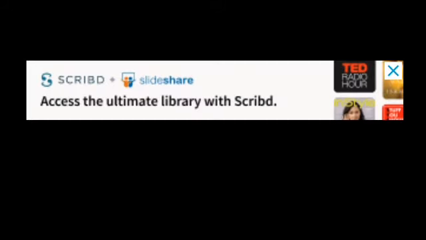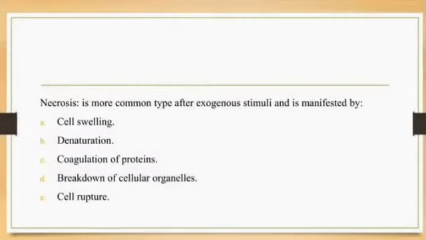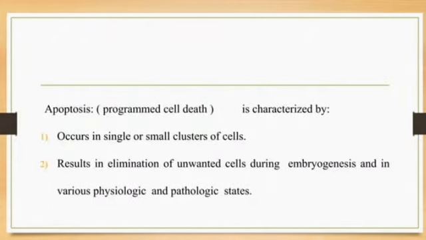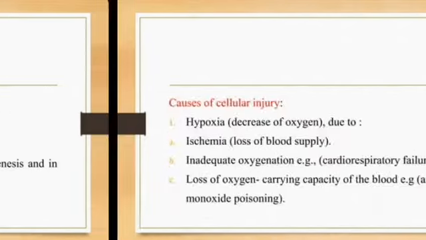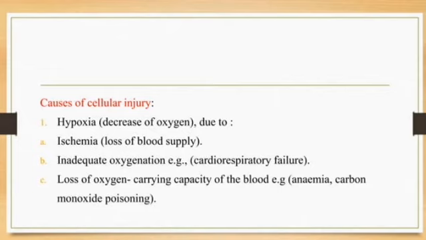Necrosis is the more common type, occurring after exogenous stimuli, and is manifested by cell swelling, denaturation and coagulation of protein, breakdown of the cellular organelles, and cell rupture. Apoptosis is a programmed cell death that occurs in single or small clusters of cells. It results in the elimination of unwanted cells during embryogenesis and in various physiological and pathological states. Causes of cell injury. Hypoxia, this is the decrease of oxygen.